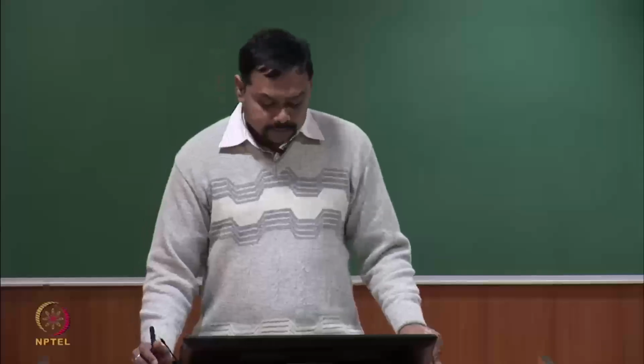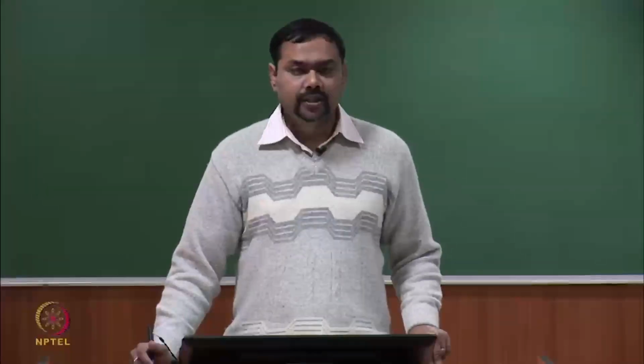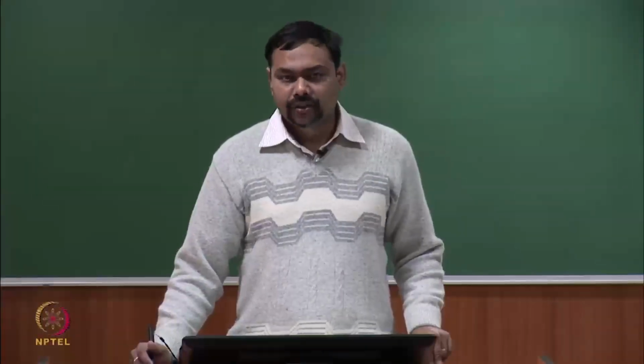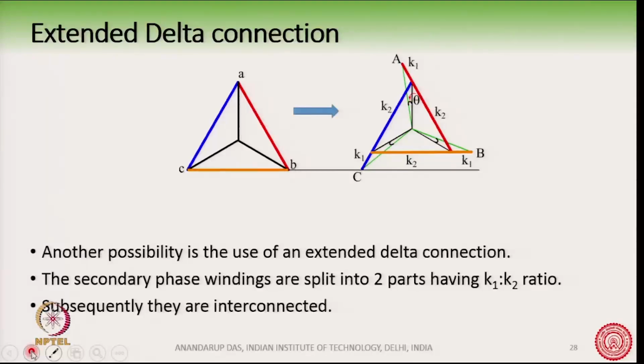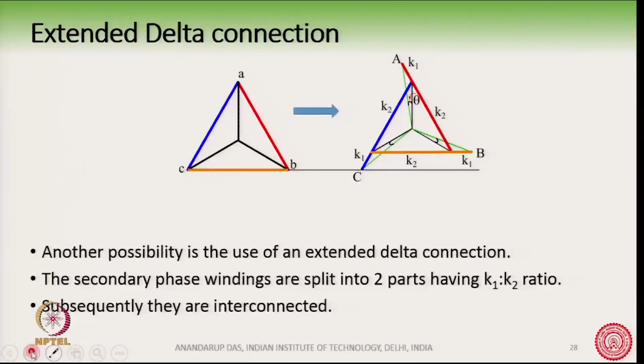Now, we will talk about another transformer which can also produce this phase shift, which is the extended delta transformer. Okay. So, in the extended delta transformer also the secondary winding is again split into two parts, K1 and K2, and subsequently they are interconnected. In the case of a zigzag transformer, this interconnection happened with one side connected in star. In an extended delta, this other possibility comes up.